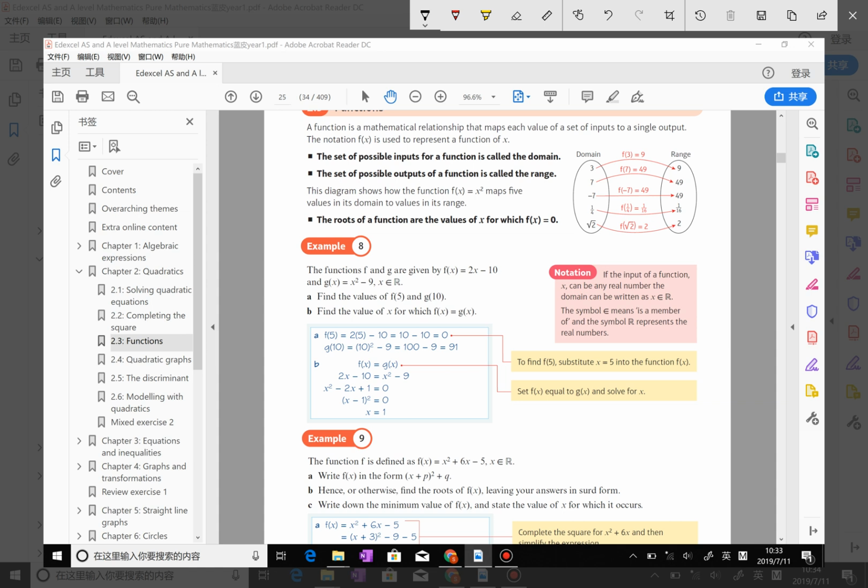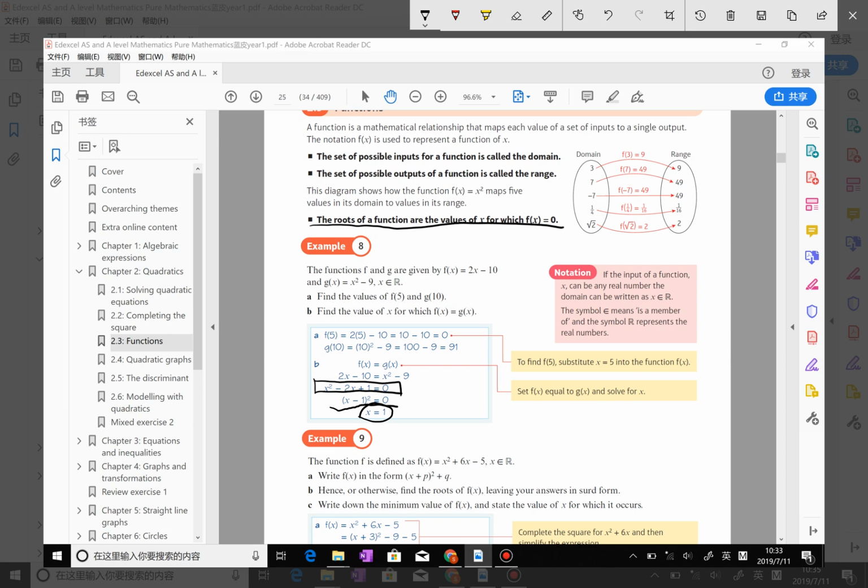Let's look at B. Find the value of x where f(x) equals g(x). So we can write the two equations: 2x minus 10 equals x squared minus 9. We move all the terms on the left to the right, so we finally get x squared minus 2x plus 1 equals 0. Then we can complete the square, to get (x minus 1) squared equals 0, which gives the final answer, x equals 1. So x equals 1 is called the root of the whole function. This is a new function we get.